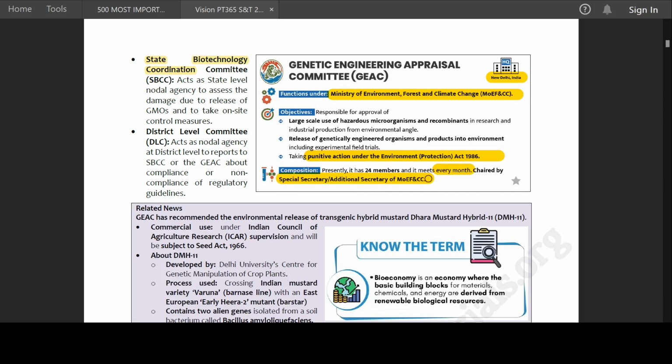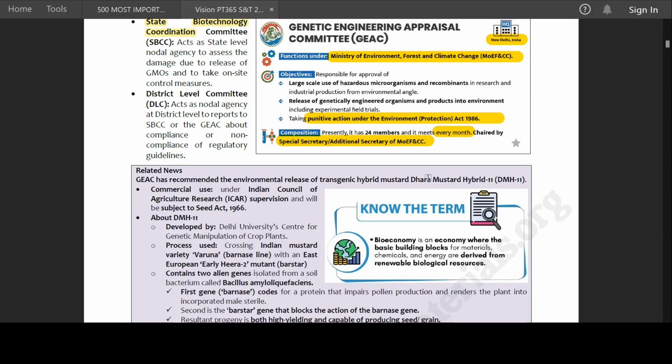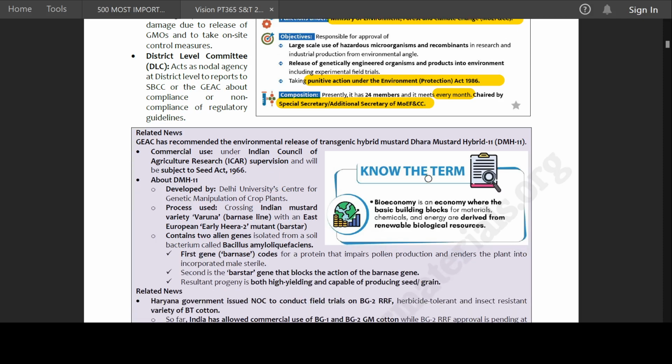Important point, a static question could be asked. GEAC, that is the Genetic Engineering Appraisal Committee, has recommended the environmental release of transgenic hybrid mustard Dhara Mustard Hybrid 11, that is DMH-11. So it has recommended the environmental release of transgenic hybrid mustard, for commercial use under Indian Council of Agricultural Research supervision and subject to the Seed Act 1966. About Dhara Mustard Hybrid 11, DMH-11, this could be a direct question in prelims.